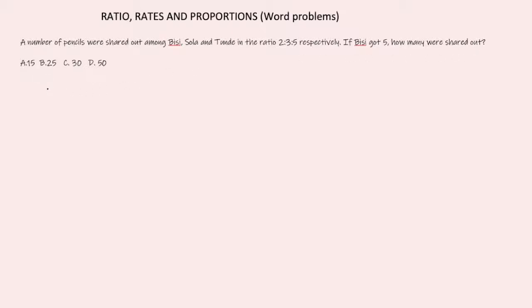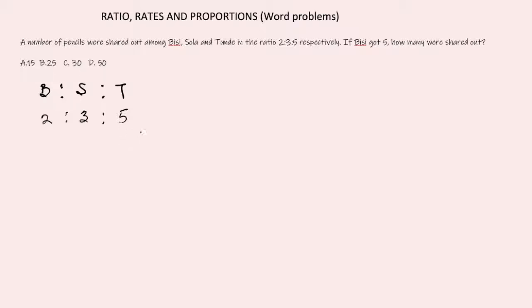So first we write out the ratios as we're given, which is Bisi to Shola to Tunde is ratio 2 to 3 to 5. Now, what the ratio says essentially is that for every 2 pencils that Bisi gets, Shola gets 3 and Tunde gets 5. So regardless of how many pencils we're sharing, 50, 100, it doesn't matter. For every 2 you give Bisi, Shola has to get 3 and Tunde has to get 5. That's essentially what this ratio stands for.